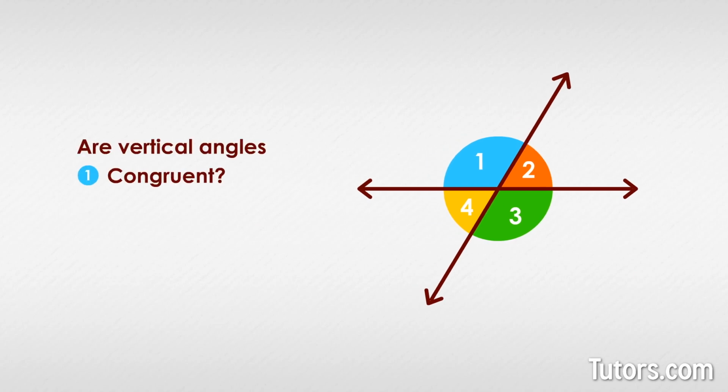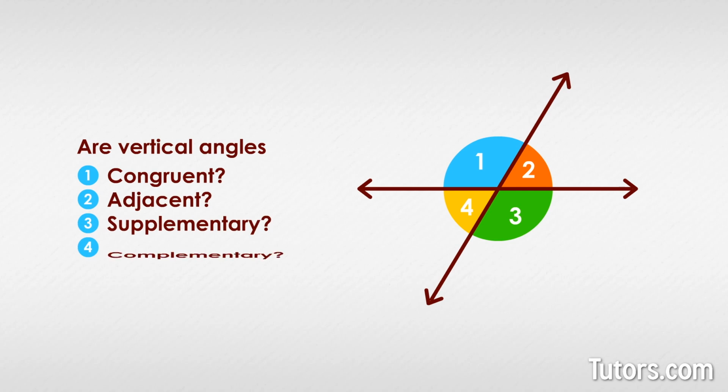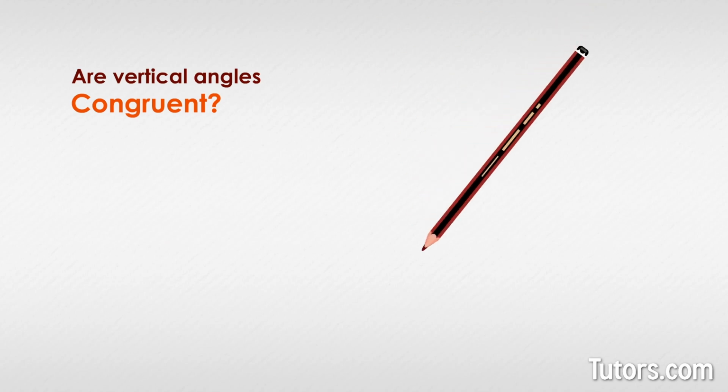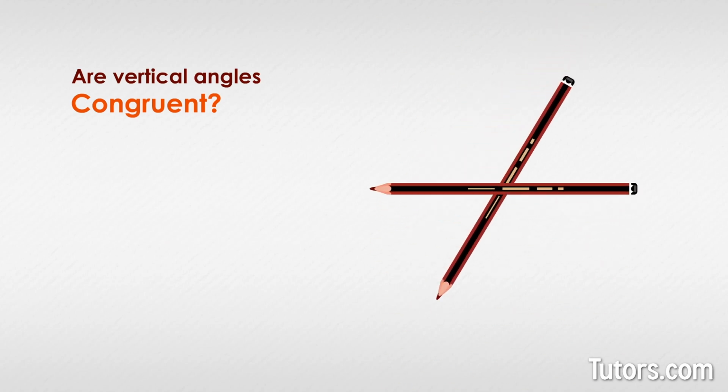Are vertical angles congruent? Are vertical angles adjacent? Are vertical angles supplementary? Are vertical angles complementary? Let's tackle these one at a time. Take two straight objects like pencils and place them so that they cross. Now, look at the angles they form.